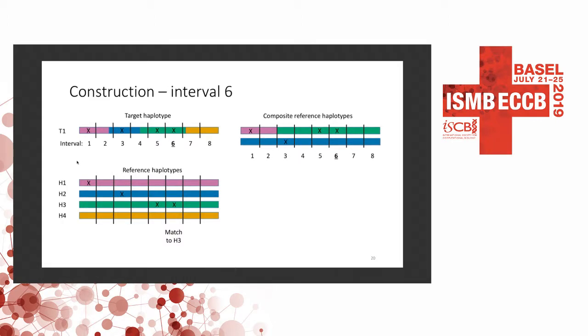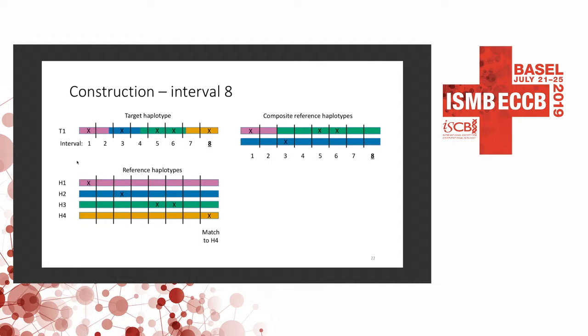Go to interval 6, we look for a perfect match. We find it with green. We don't have to do anything here because green's already being copied in interval 6. Instead, we just put an X down to note that our most recent match for that particular composite reference haplotype is in interval 6. Interval 7, no match. Interval 8, we have a match.